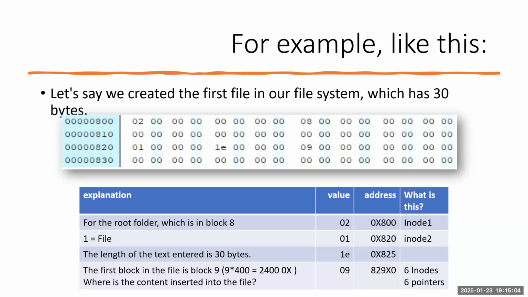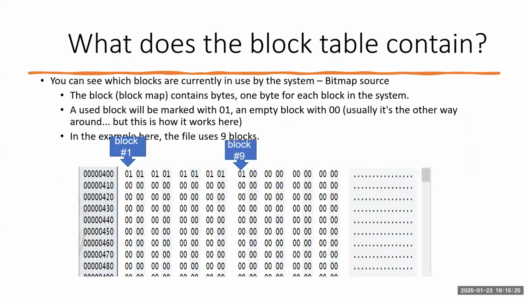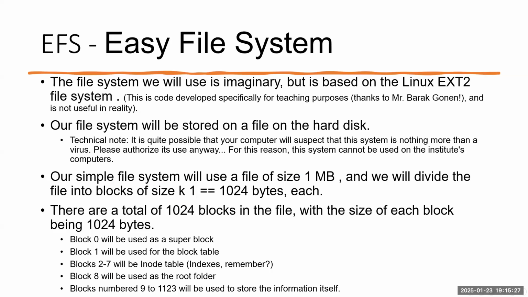And what's the 8 here? I don't know what the 8 is. The 8 is a pointer, yeah. A pointer to the block. It's block 8. I don't understand. For the root folder, which is in block 8. So the root is 8. No, the beginning of the file is in block 8. Does that make sense? What is it saying? Block 8 will be used as the root folder.